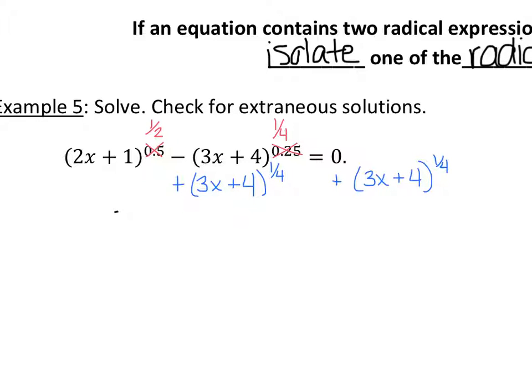And then we'll figure out where we need to go from there. So I'm going to have 2x plus 1 to the 1/2, and that will equal 3x plus 4 to the 1/4.